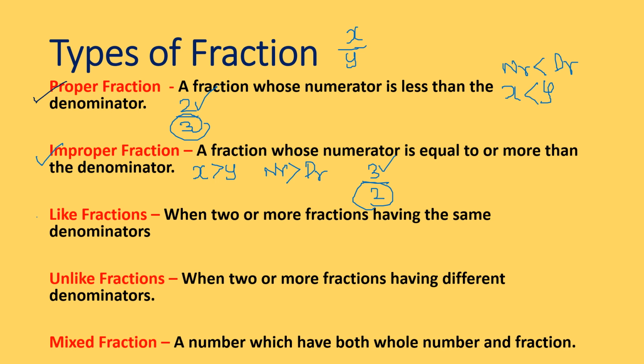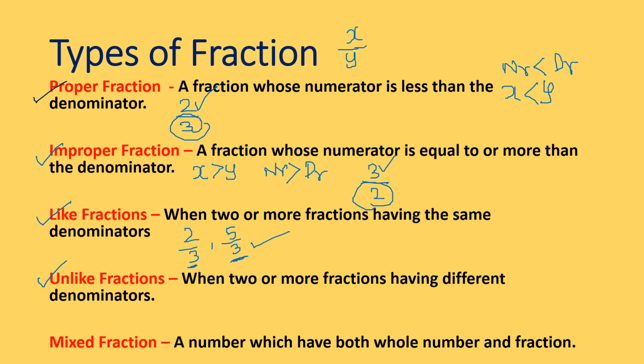Then the third thing is like fractions. When we are going to see the given fractions as like or unlike fractions, it means while we are comparing two or three fractions. See, for example, I'm having 2 by 3, 5 by 3. I'm having two fractions. One is 2 by 3, another one is 5 by 3. Both fractions have the same denominator, then we can say these fractions are like fractions.